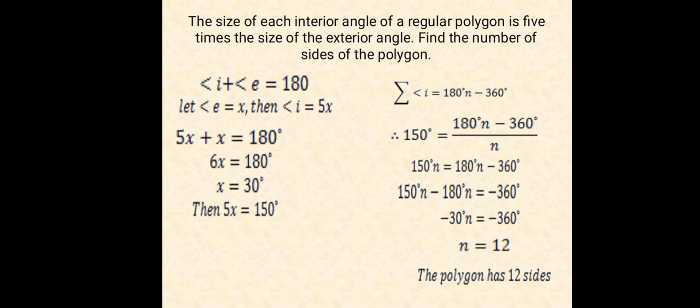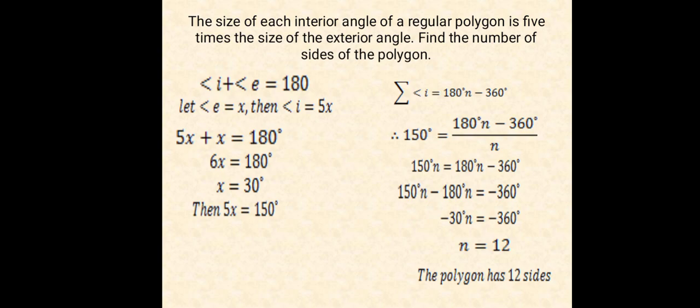The size of each interior angle of a regular polygon is 5 times the size of the exterior angle. Find the number of sides of the polygon. Now, what we know is that one interior angle plus one exterior angle, you should get 180 degrees because they lie on a straight line. So let our exterior angle be x and our interior angle will be 5x.